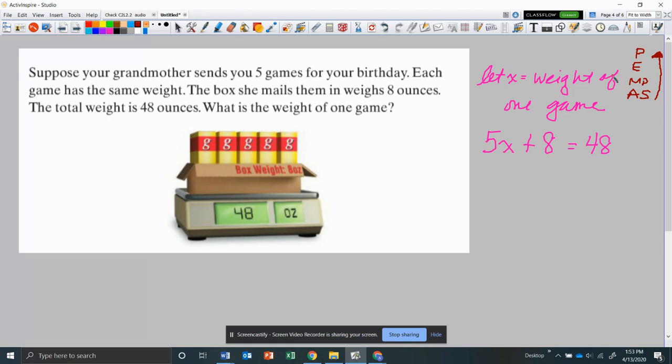So in this problem, that means we're actually going to start with this addition and subtraction, and that's the part we're going to undo first. So remember, we want to get the variable by itself. So I like to draw my little line here.